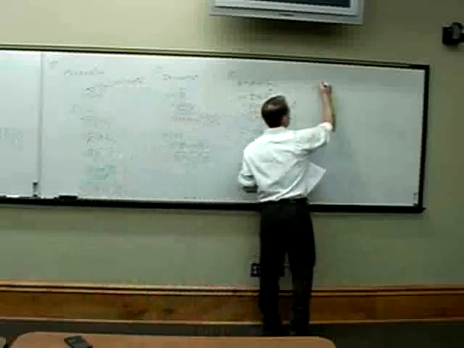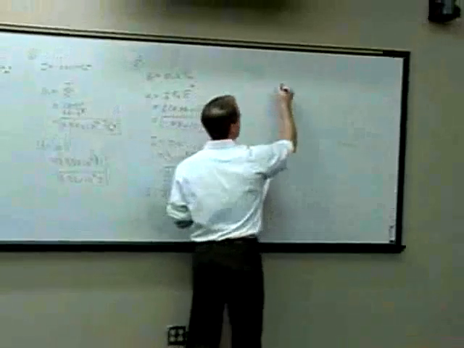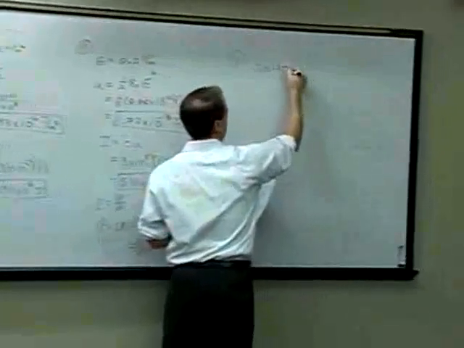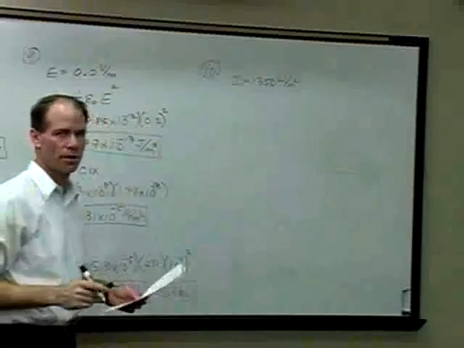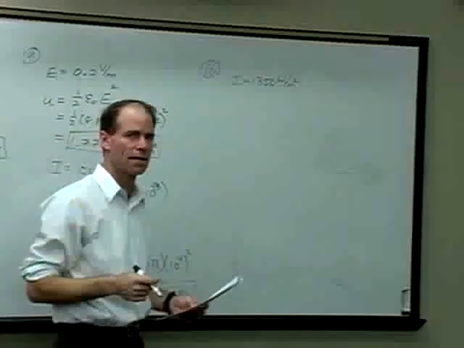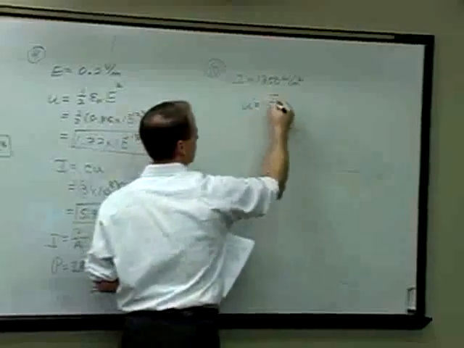Answer B. Problem number 10. What's the maximum radiation pressure exerted by sunlight in space with a Poynting vector or intensity of 1,350 watts per meter squared on a flat black surface? Well, in this one, we're given the intensity, 1,350 watts per meter squared. And as I said before, the pressure has the same units as energy density, and energy density is equal to the intensity divided by c.